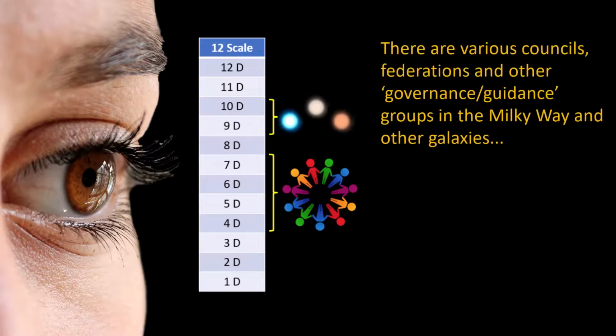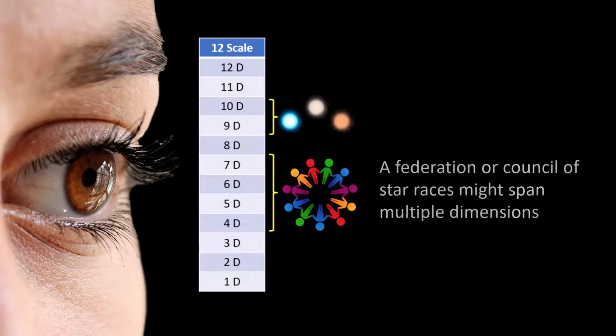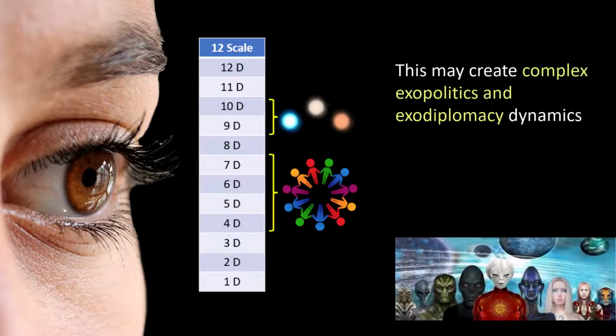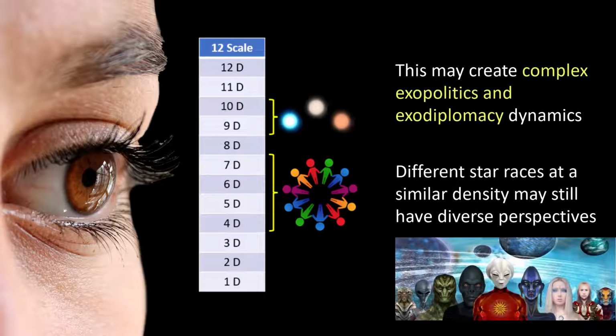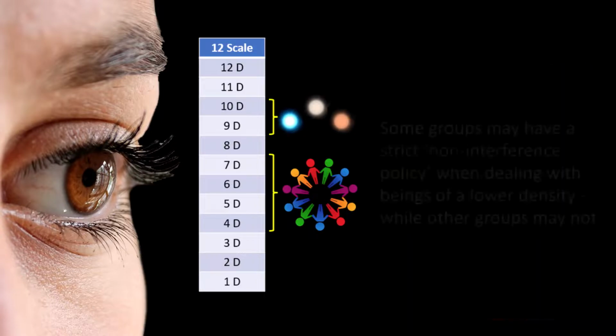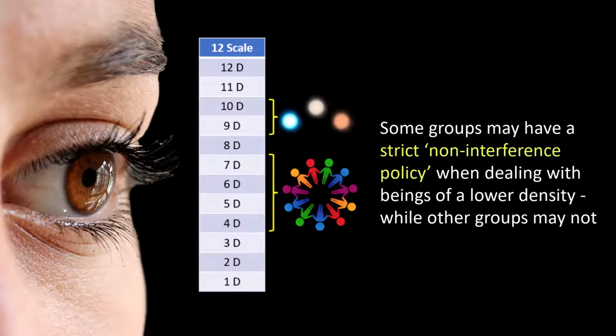There are various councils, federations, and other governance guidance groups in the Milky Way and other galaxies. A federation or council of star races might span multiple dimensions. This may create complex exopolitics and exodiplomacy dynamics. Different star races at a similar density may still have diverse perspectives. Some groups may have a strict non-interference policy when dealing with beings of a lower density, while other groups may not.